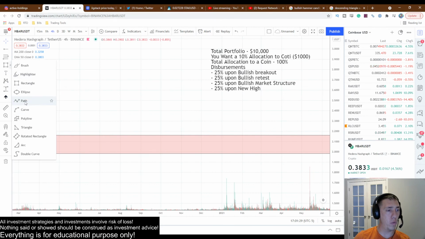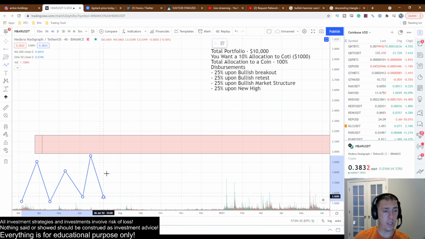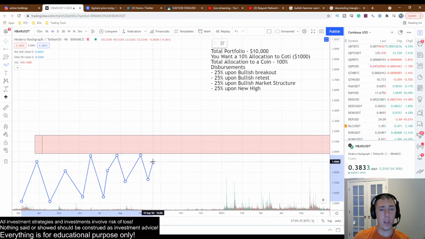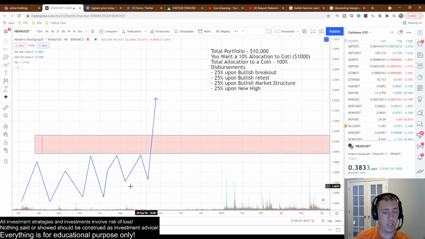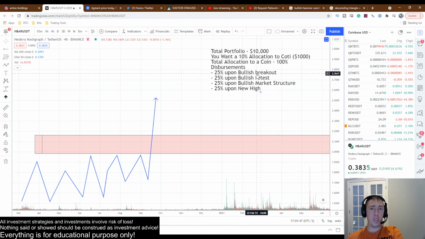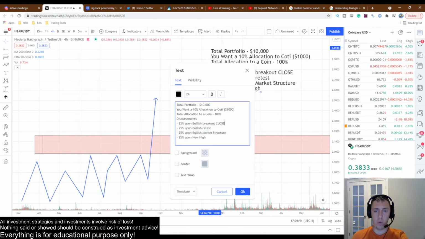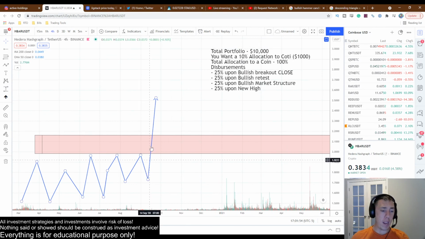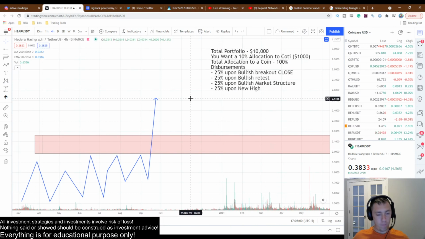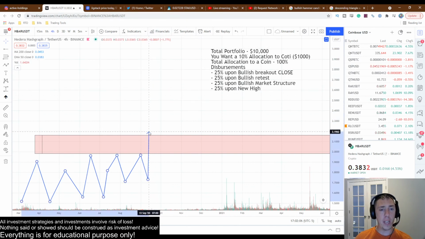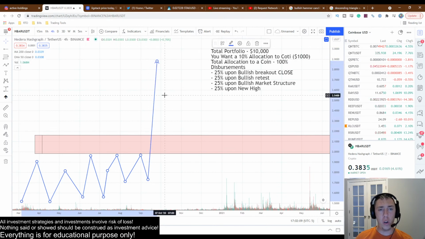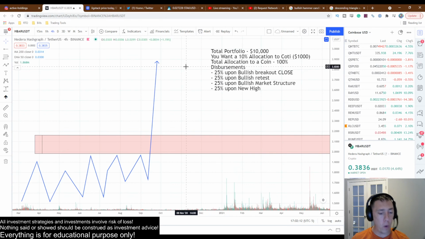You have ups and downs and ups and downs, but all of a sudden, pop, you have broken out. 25% upon a bullish breakout close. Once you break out and close above this level, throw 25% in. I don't even care where it's at, whether it's up here or down here. It doesn't matter. The point is, as soon as you close above the level, I would throw 25%.